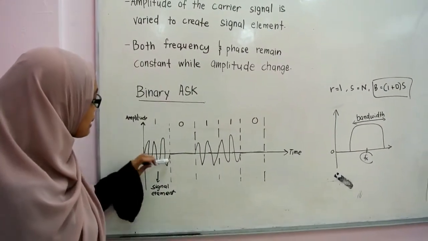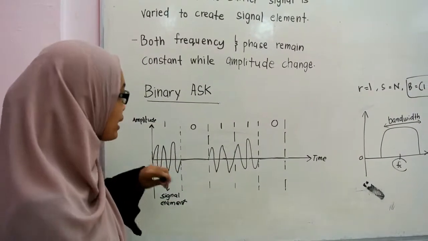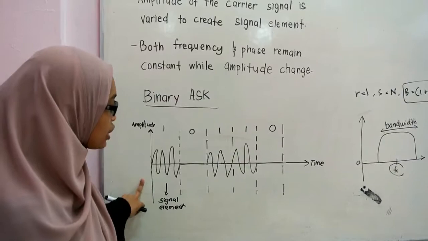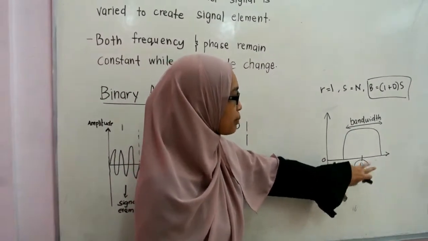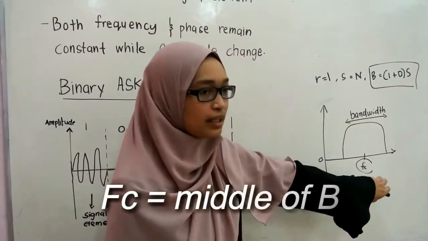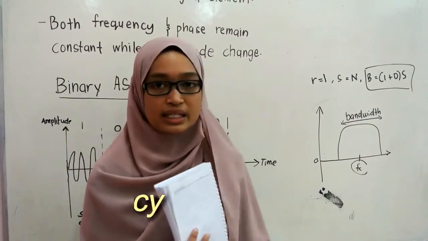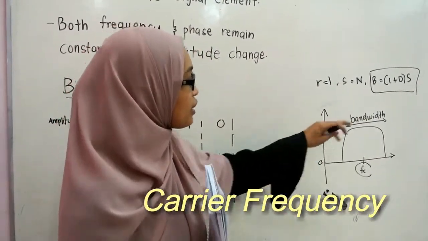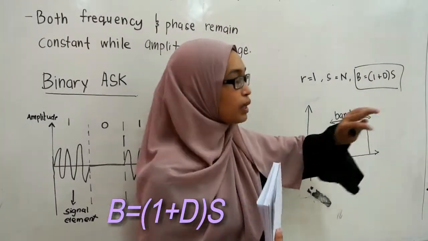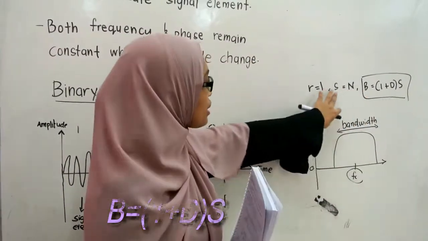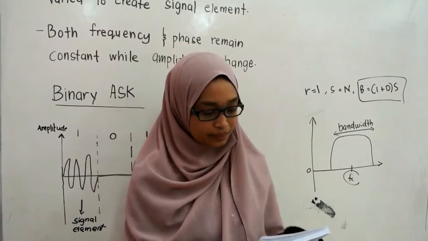This is the signal element which has 5 bit rate and 5 baud rate. We have amplitude here and the time. This is the diagram for the bandwidth. FC is the middle of the bandwidth, which is also called the carrier frequency. The formula for the bandwidth we can use is B = (1 + d) × S. Here in this value we have r equal to 1 and S equal to N.